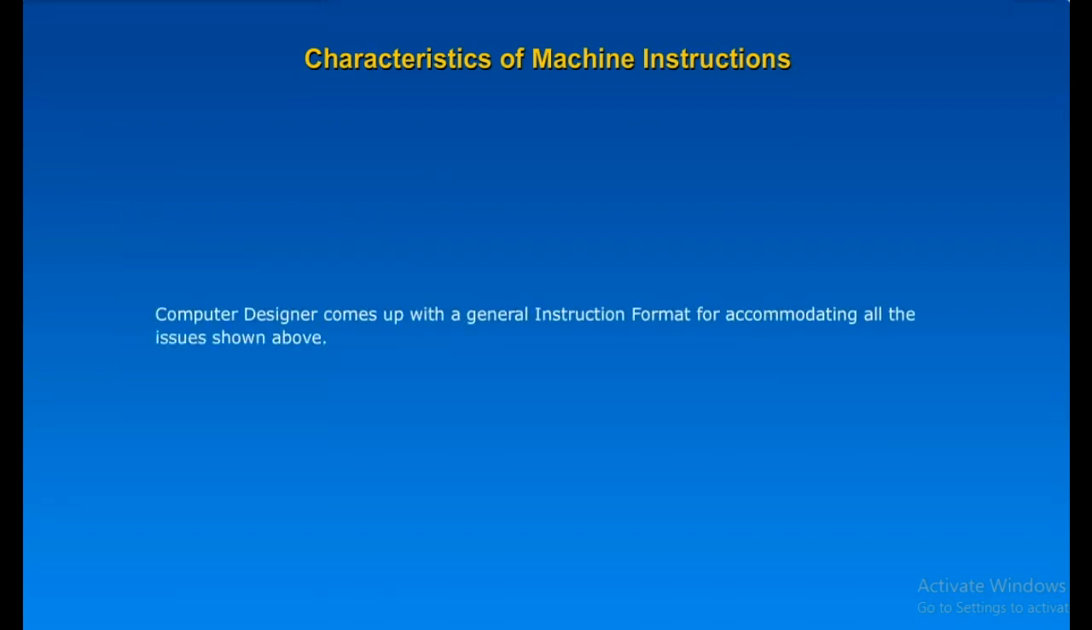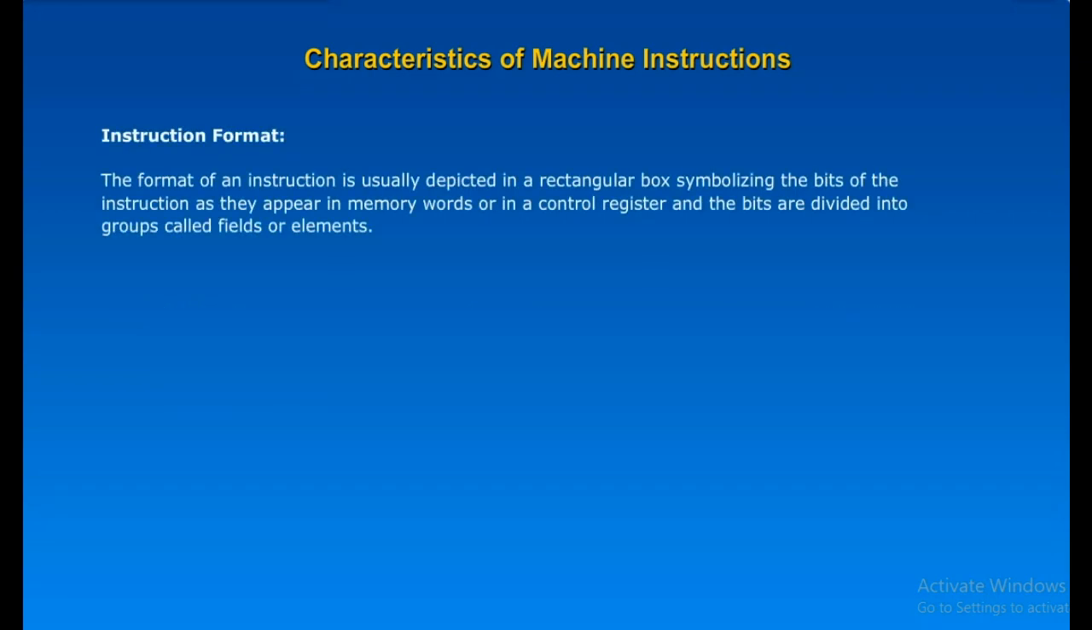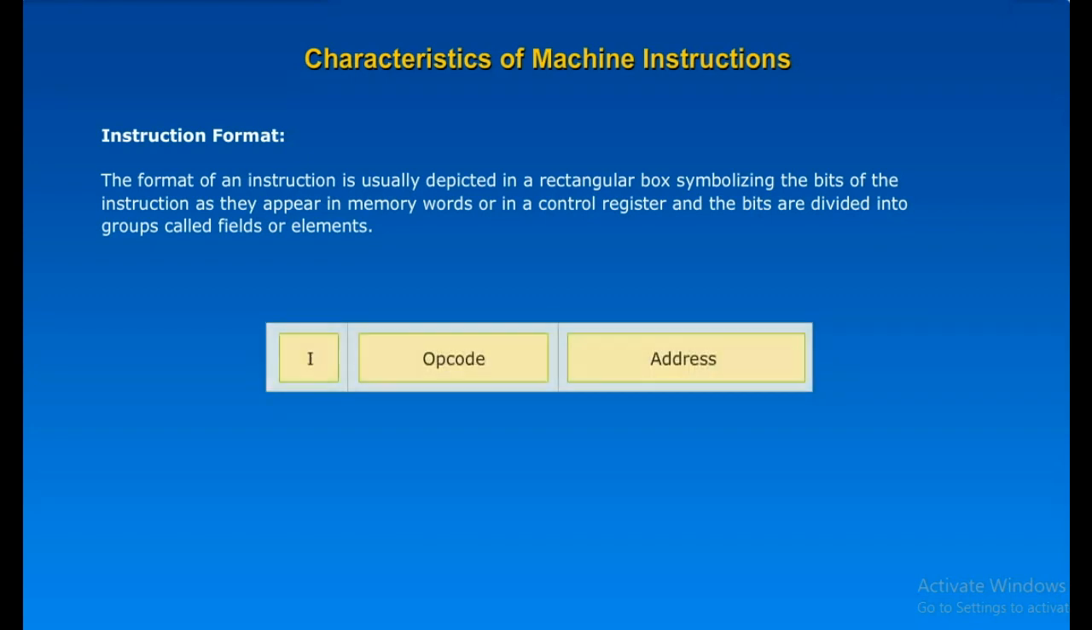Computer designer comes up with a general instruction format for accommodating all these issues. The format of an instruction is usually depicted in a rectangular box, symbolizing the bits of the instruction as they appear in memory words or in a control register, and the bits are divided into groups called fields or elements. A simple instruction format is shown.